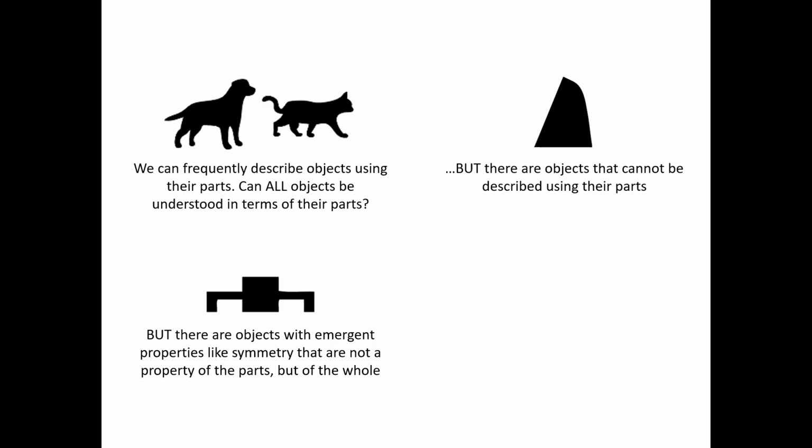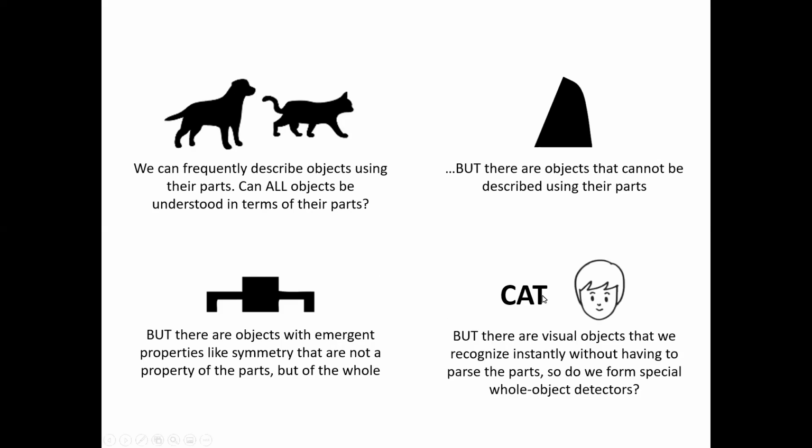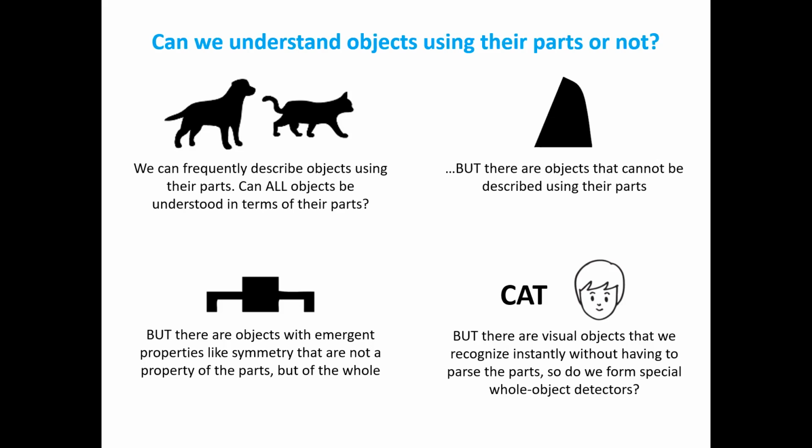And of course, the other kind of issue that we would also notice if we start reading the literature in object vision is that there are special categories of objects, for example birds and faces over here. These are objects which we have the experience of recognizing instantly without really having to parse any of the parts. And the question has been, do we form special whole-object detectors which respond to the entire object and not really to the parts? So all of these issues surround this basic question of how do we understand objects using their parts? Can we even understand objects using their parts, and is this possible to solve or not?